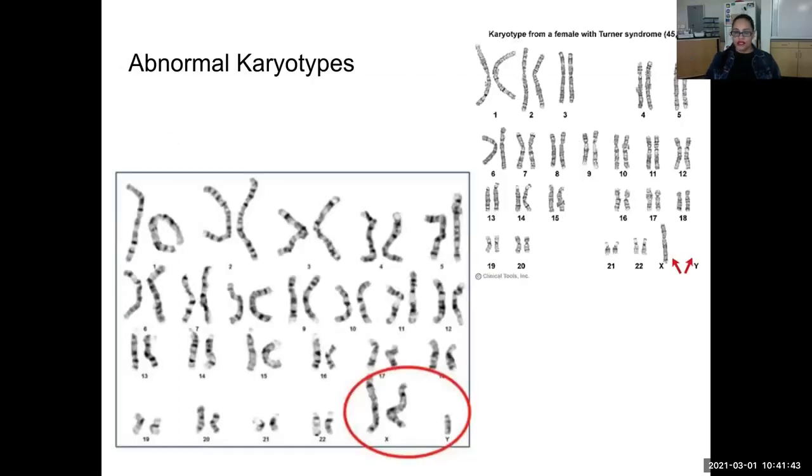So abnormal karyotypes, there are some examples here. The one on the left has an extra X. That's called Klinefelter syndrome when they have an XXY. On the right, they only have 1 X. They only have 1 sex chromosome. So they have 45 altogether. Now it's called Turner syndrome when girls only have 1 X.